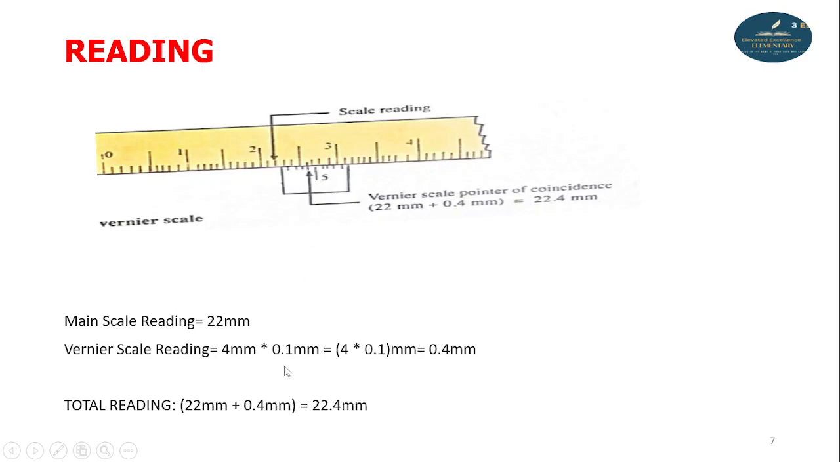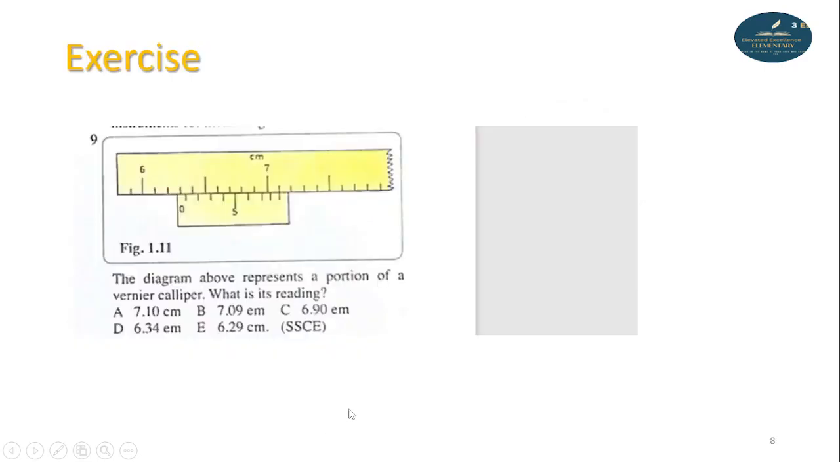4 times what? 0.1 millimeters, like we stated earlier. This is a millimeter, so 0.1. Then this is multiplied together, we get 0.4. Then the total reading is going to be 22 millimeters plus 0.4 millimeters. So that is it. So now let's take this exercise together.